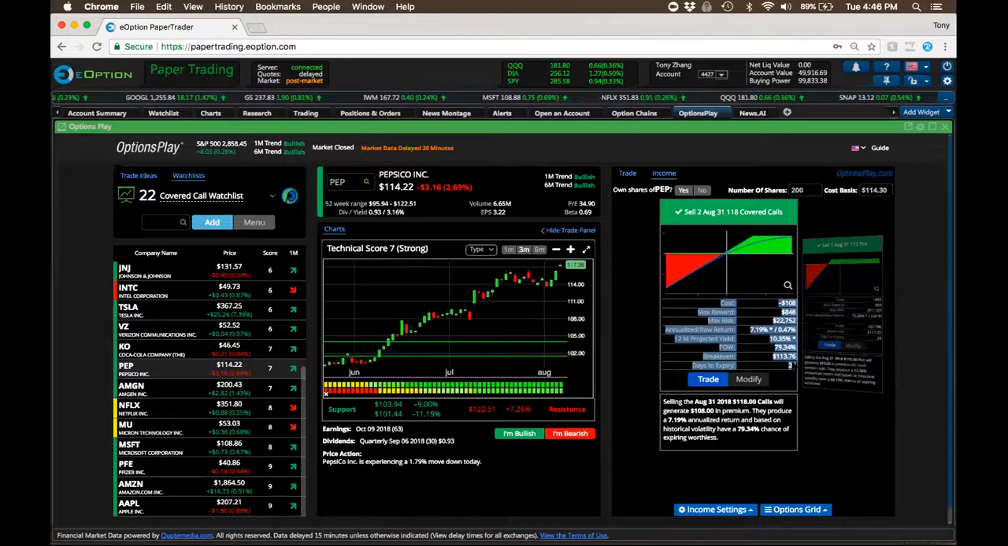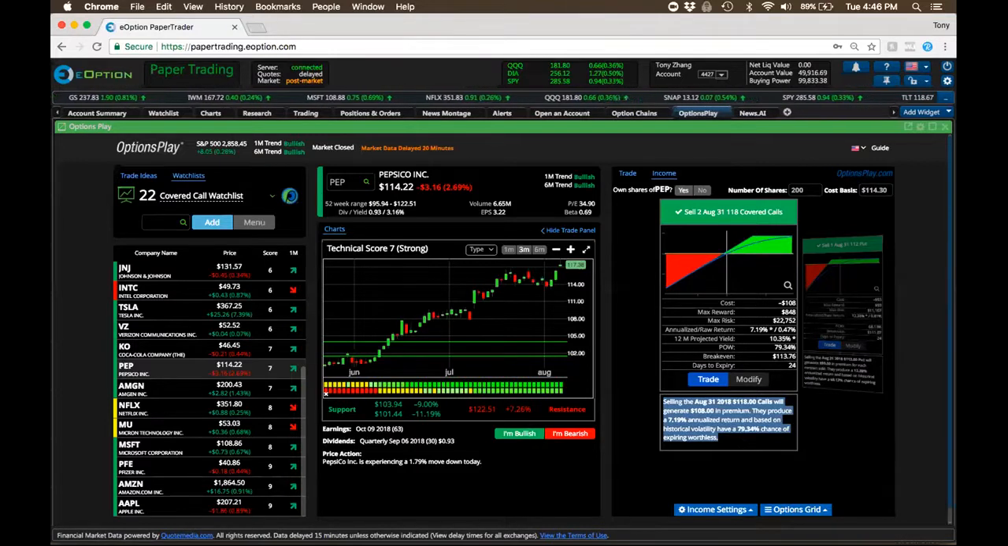For those of you that are brand new to this strategy and you're still learning, what we try to do is break this down into plain English for you. So selling the August 31st 118 calls, it will generate $108 in income. They produce a 7.19% annualized return, and there's a 79% chance that this call will expire worthless. So we talked about, based on my personal preferences with Optimal, I want to find calls that have about an 80% chance of expiring worthless. So this did all the work for me and presented to me an option that was within my time frame, 24 days to expiration, an 80% chance of expiring worthless right in my range that I'm expecting for my covered calls.